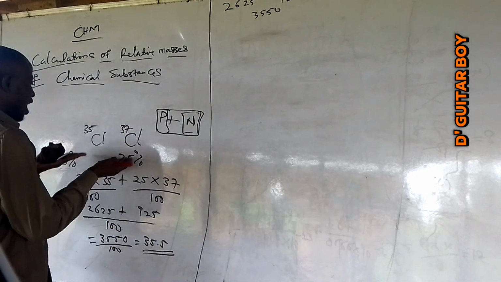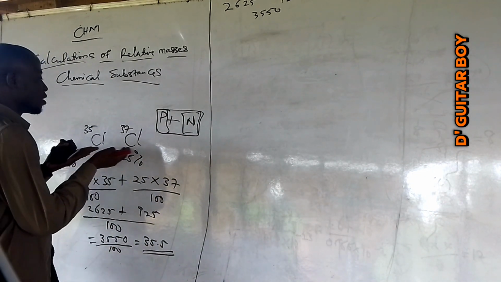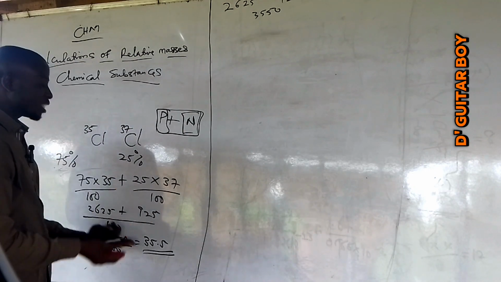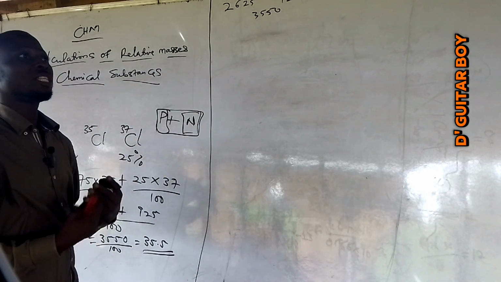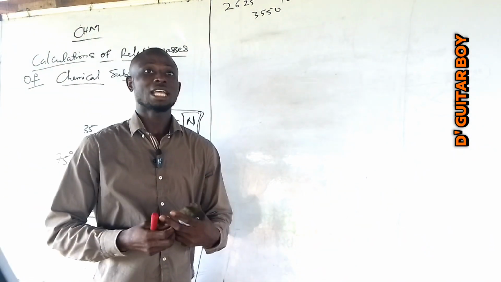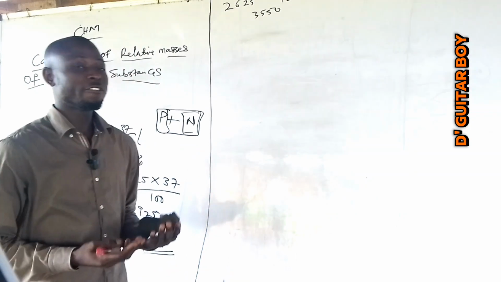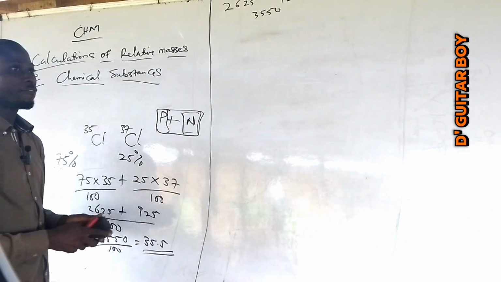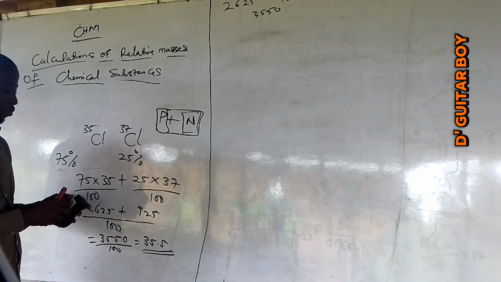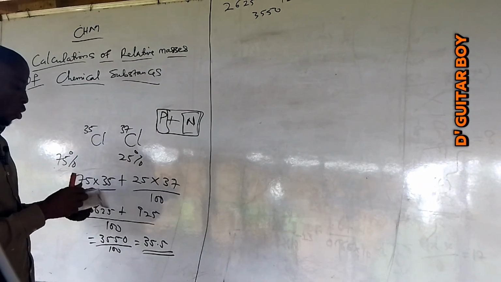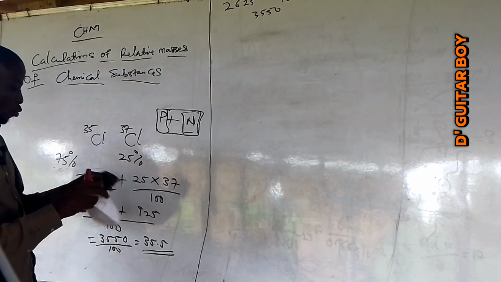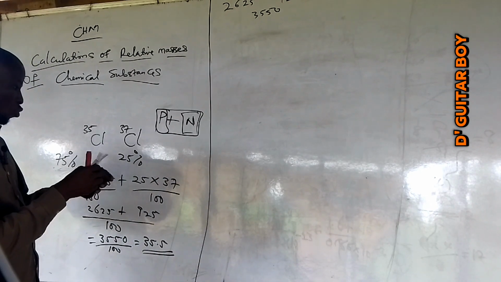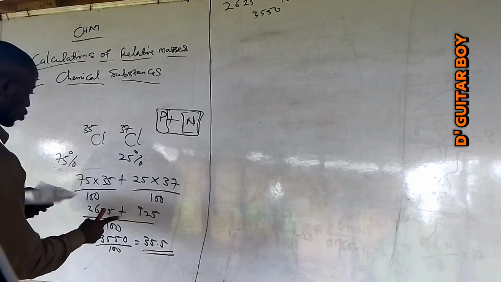So you have looked for the average mass of the isotopes to calculate the relative mass, because you cannot simply tell anybody the relative mass of chlorine is one of the isotope values. This is how you calculate the relative mass of chlorine. We are going to use one more example, from a JAMB question.